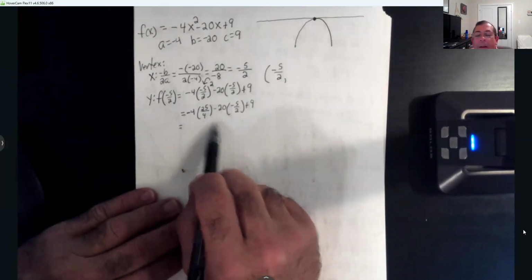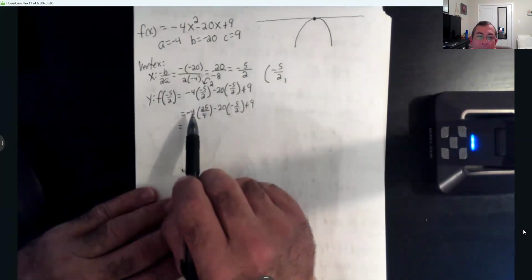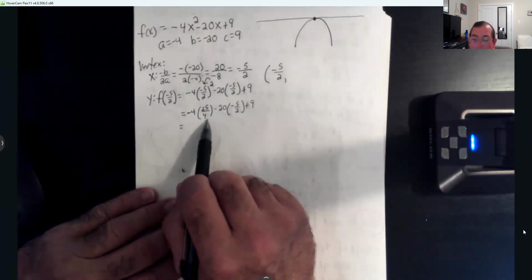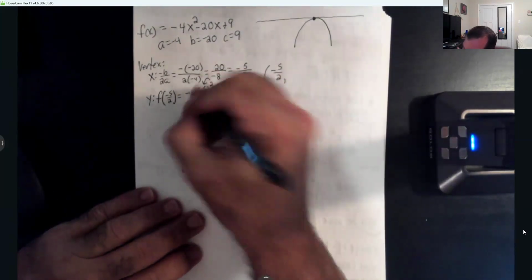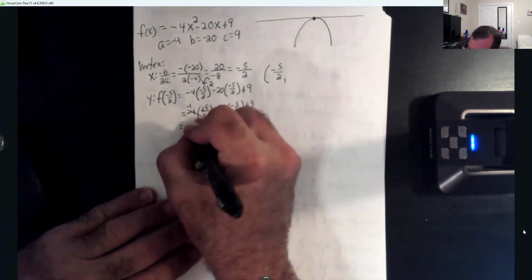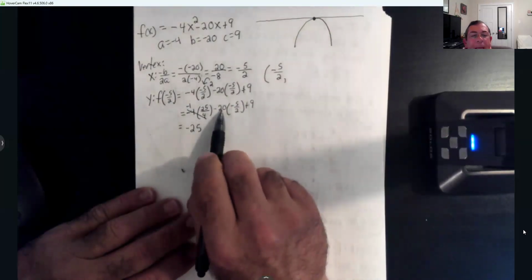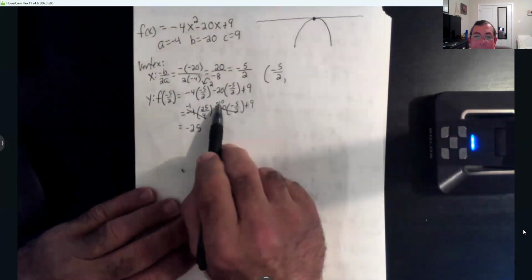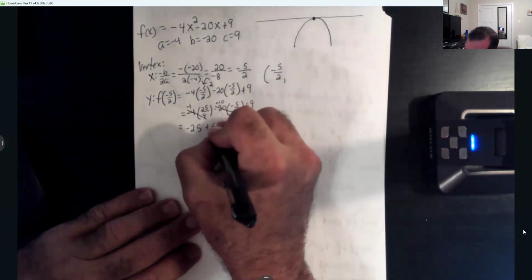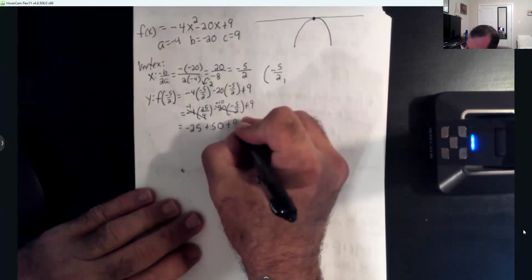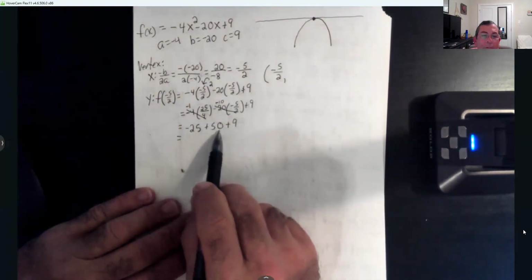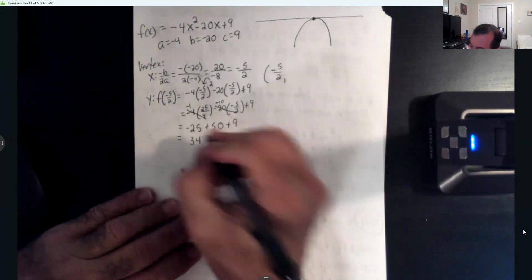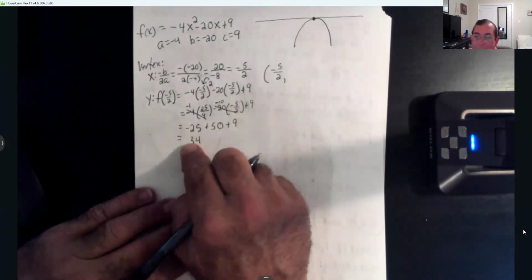All right, y'all. So here we go. -4 will divide by that 4 right there. That -4 will divide by that 4, making that a -1. -1 times 25 is -25. This -20 will divide by 2, making that a -10. -10 times -5 is a +50. And then at the end is +9. So let's see, -25 and 50 is 25, plus 9 is 34. So if you'd have plugged it into the calculator right here, you would have got 34 out of that.